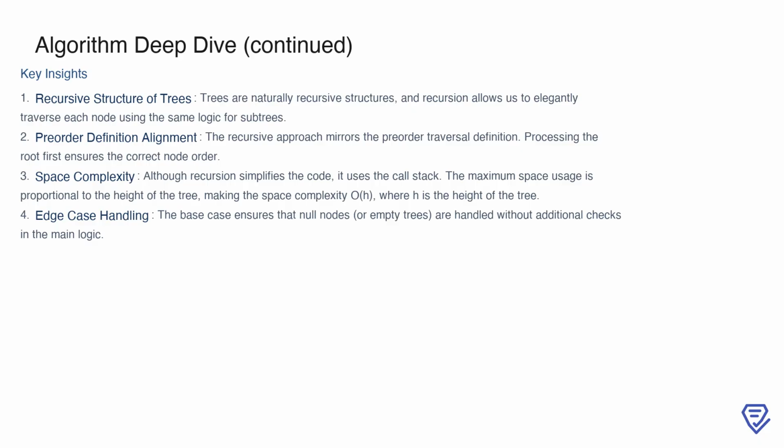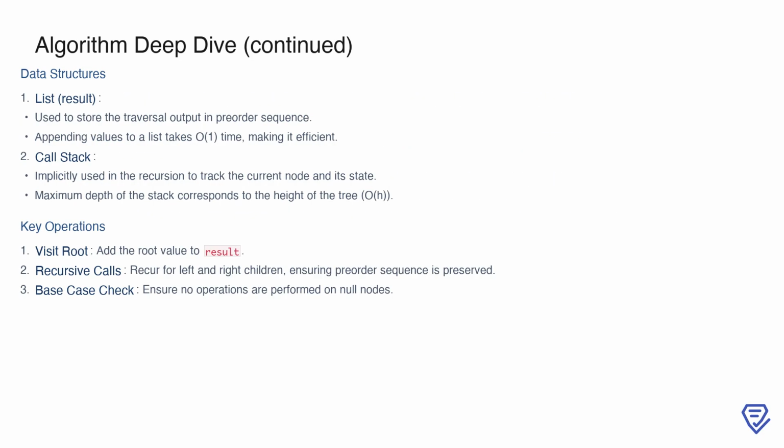Finally, the base case in the recursive function ensures that null nodes, such as those in empty trees or leaf nodes without children, are handled seamlessly without requiring extra checks in the main traversal logic. Now, let's discuss the key data structures and operations involved in this algorithm.